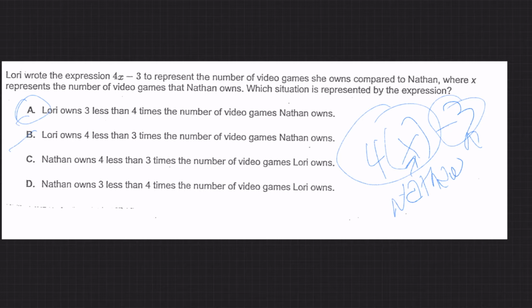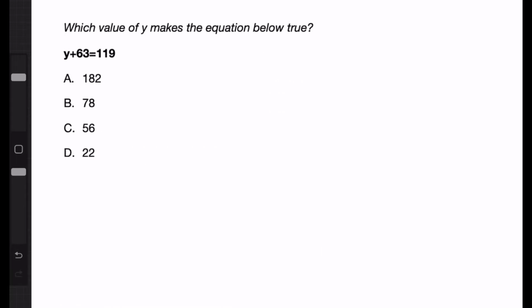And what we're saying here is Lori owns 3 less, which is what that 3 means, than 4 times, right here, the number of video games Nathan owns. How'd you do on that one? That one wasn't too bad. If you just lay the question out the way they gave it to you, it kind of just puts itself together. Okay, let's try this one.